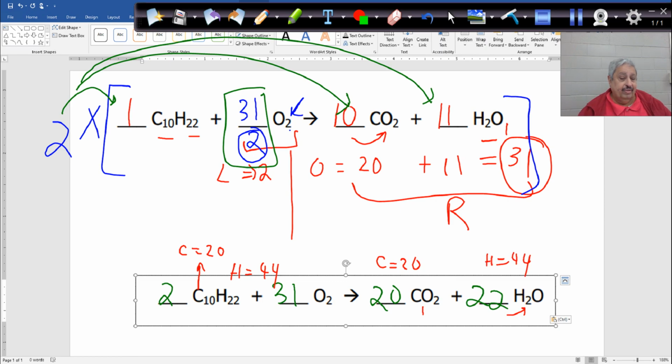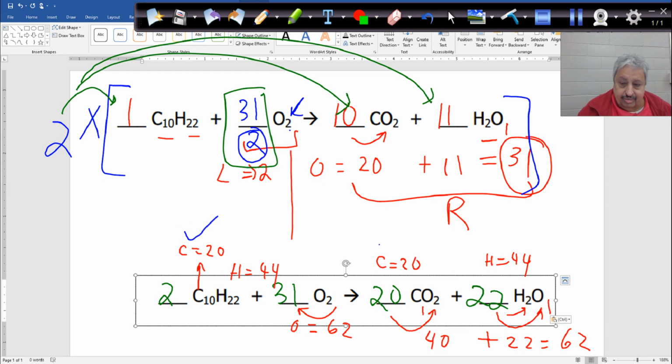That's good. Okay. I have oxygen here is how much? 62. 2 multiplied by 31, 62. And here, 20 multiplied by 2, this is 40. 40 plus 22, this understood, not written, is 1. Plus 22. How much is this? 62. Now, looking at both left and right, carbon is 20, 20 balance. Hydrogen 44, hydrogen is 44, and oxygen 62, and oxygen 62. The equation is now balanced.